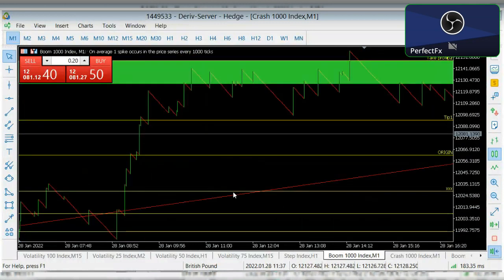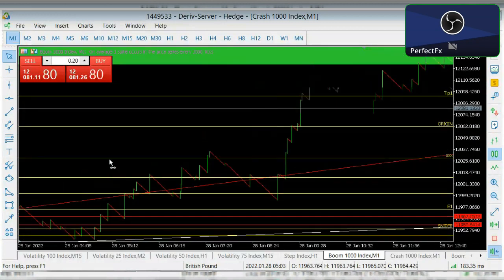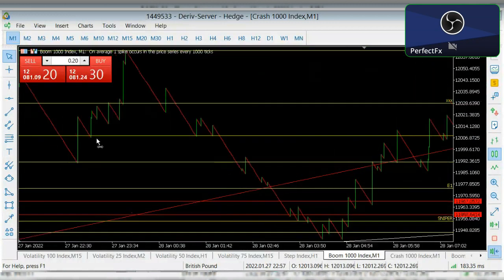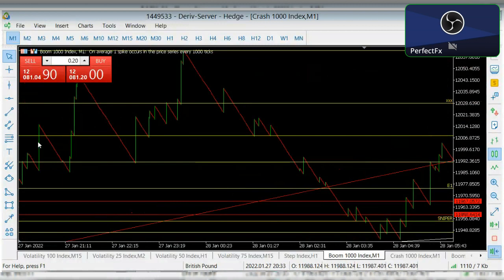So guys, that's how the strategy works. As I said, no strategy is 100%. This also has its downtimes. Can you see this point?